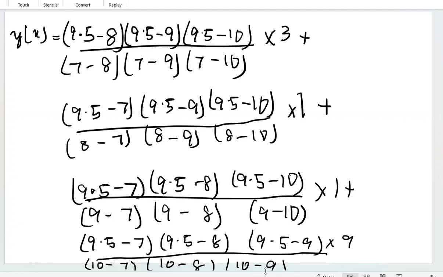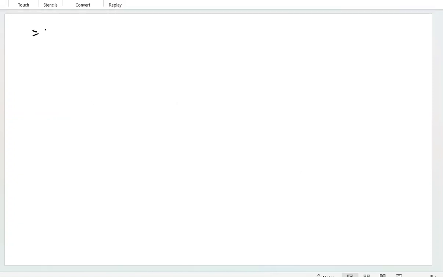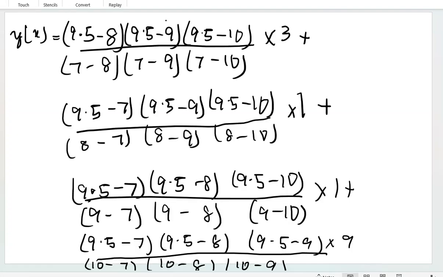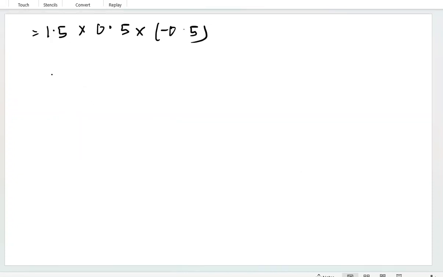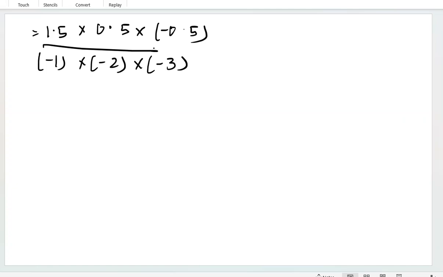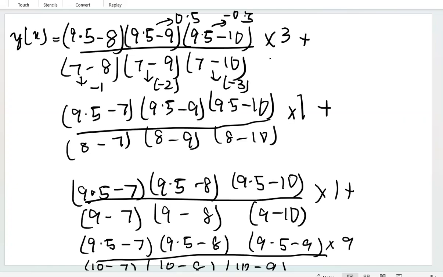Now, we do the calculation and try to get the answer. So 9.5 minus 8 is 1.5. This is 0.5 and this is minus 0.5. This value over here is 0.5, and this value is minus 0.5. This value is minus 1, this value is minus 2, and this value is minus 3. So down you get minus 1 into minus 2 into minus 3, and you multiply this with 3, of course.